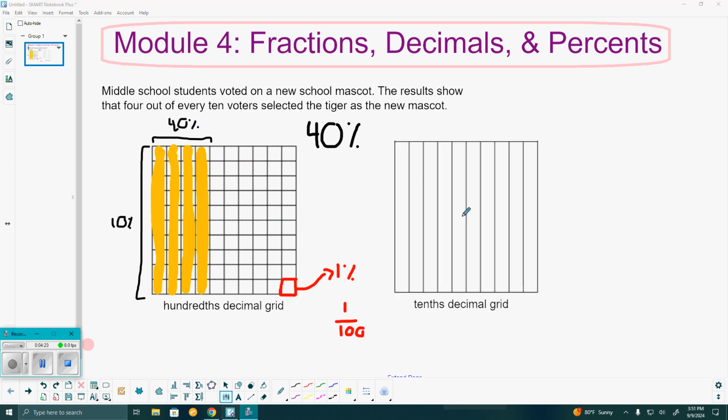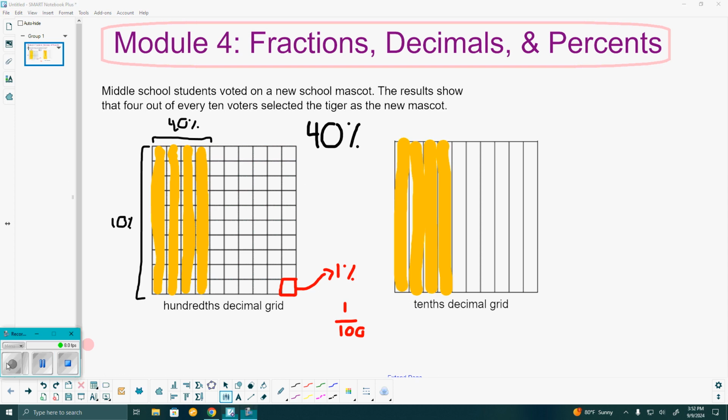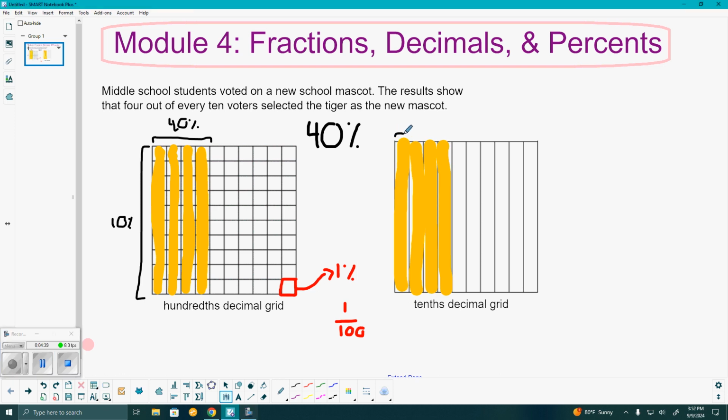Another way I could represent this is to use what's called a tenths decimal grid. Over here, I would color in 4 of these. Now, this is a tenths decimal grid, meaning that one of these bars is 10%. So if I shade in 4 of them, 4 times 10 would be 40%.